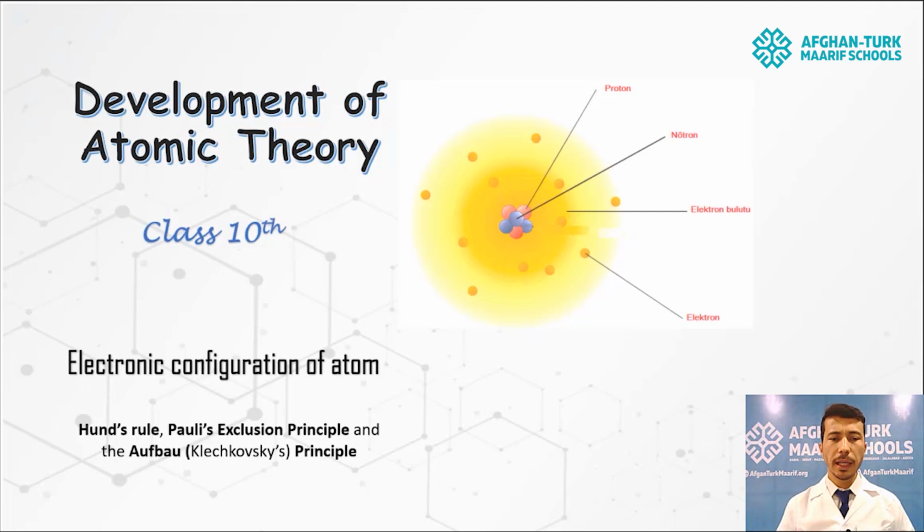Today we are going to study electronic configuration of atom and Hund's rule, Pauli's exclusion principle, and the Aufbau principle, which is also known as Kleschkowski's principle in Afghan Marif books. Okay, let's start with the question again.